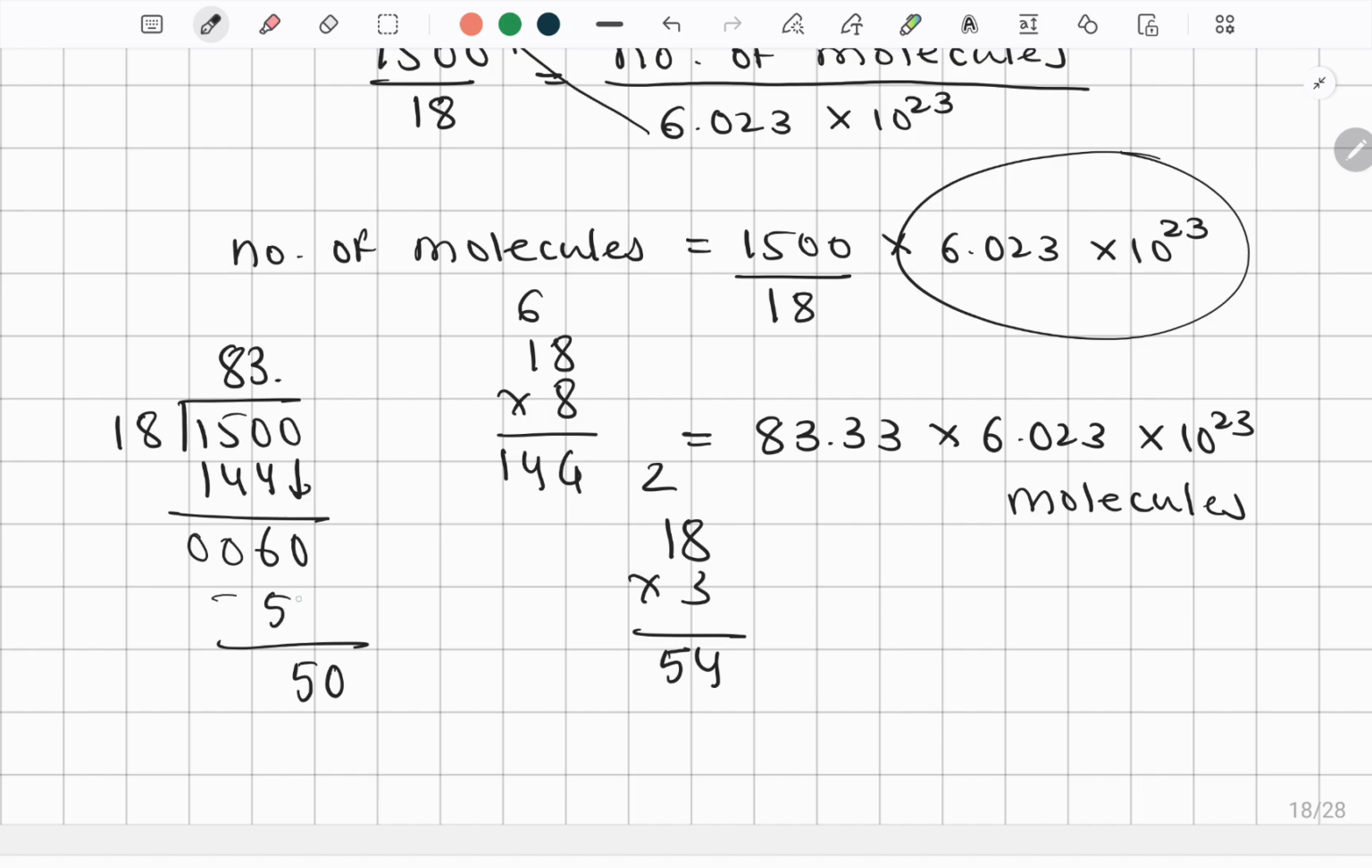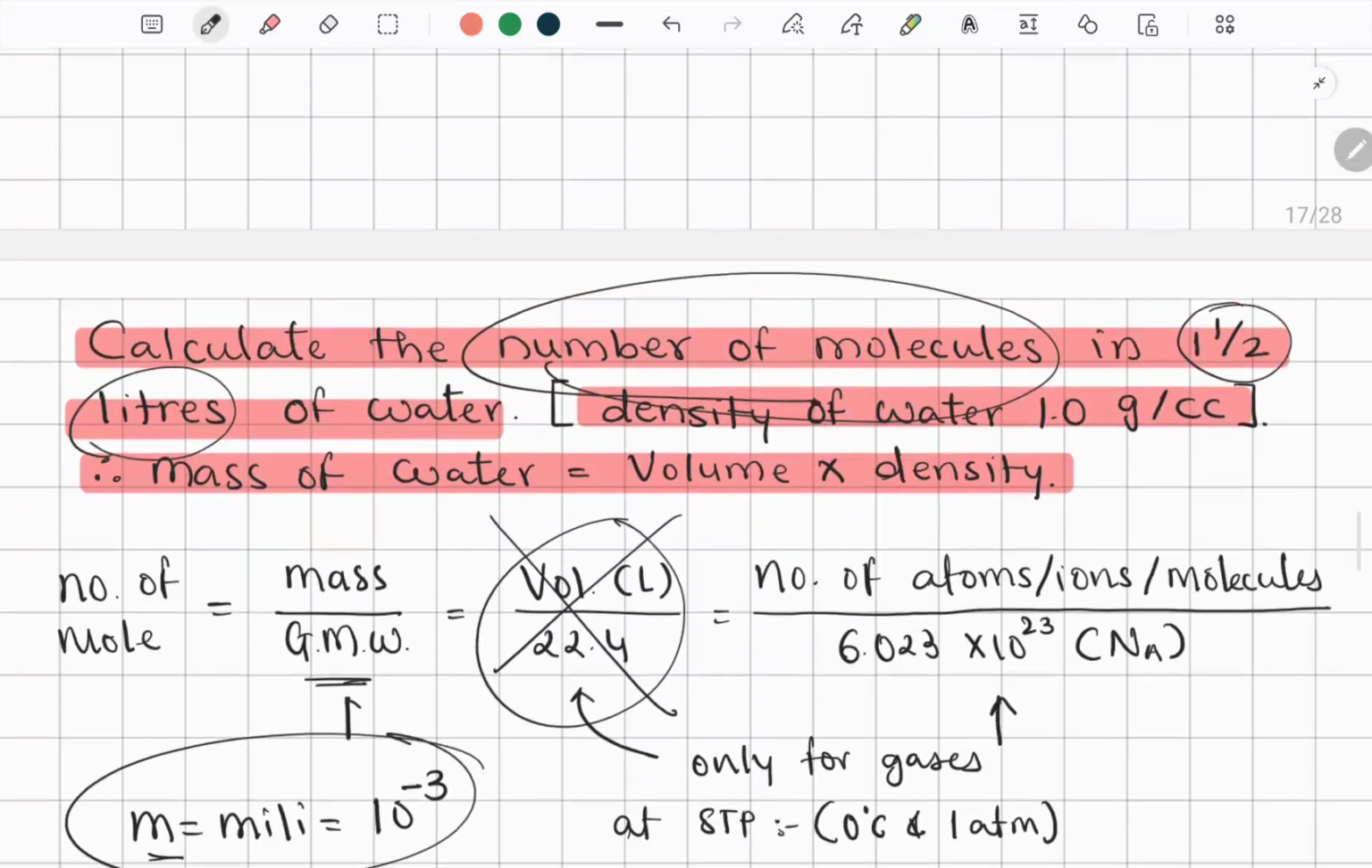Sorry, it's not 55, it's 54. Again the 60 will come over here, and we keep on getting 3 3 3 3 3. We do not have to write so many 3s, we just round it to four significant figures. So 83.33. The final answer would be that the number of molecules in 1.5 liters of water would be 83.33 into 6.023 into 10 raised to 23 molecules.